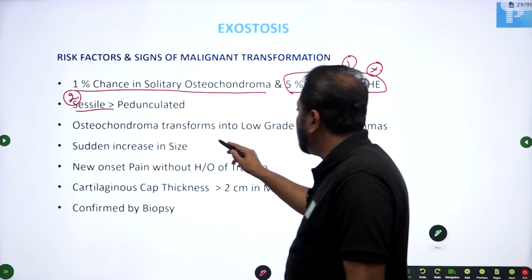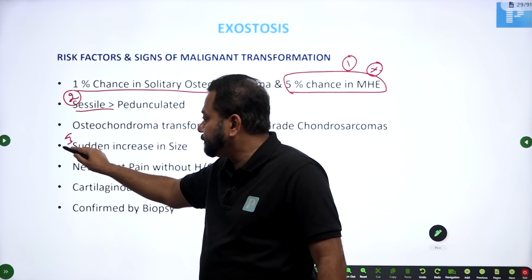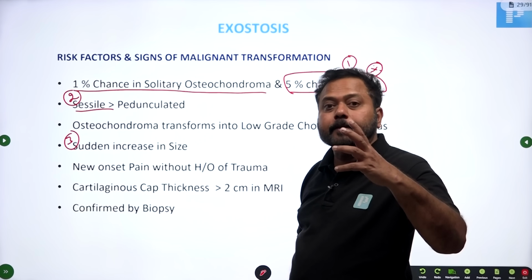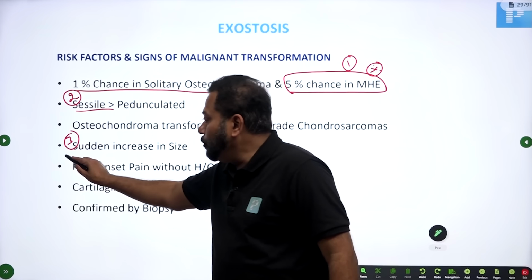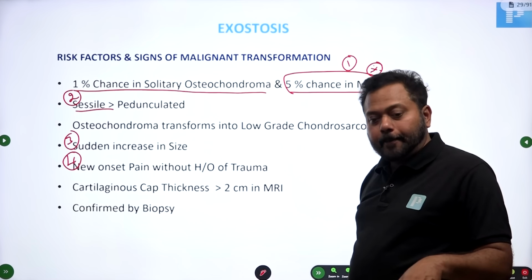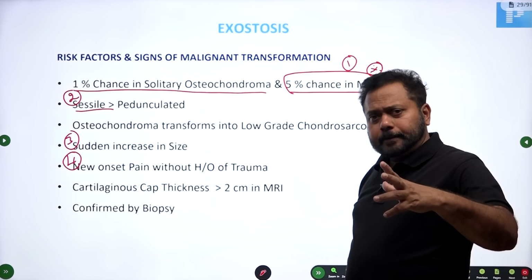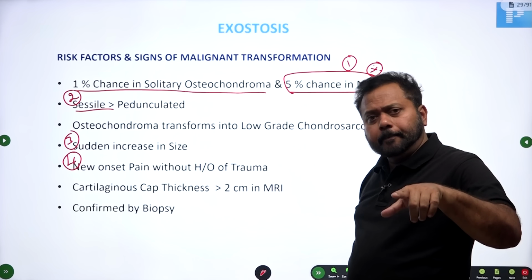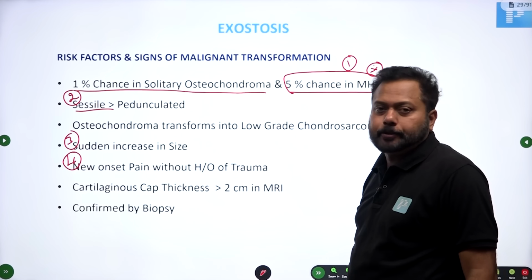Then osteochondroma transformed to low-grade chondrosarcoma, sudden increase in size. Sudden increase in size is a very dangerous sign of exostosis. And new onset pain without any history of trauma. No trauma, nothing has happened. Exostosis is there for 5 years in a child, and suddenly he is complaining of pain. But obviously there is no history of any trauma. One should suspect malignant transformation.